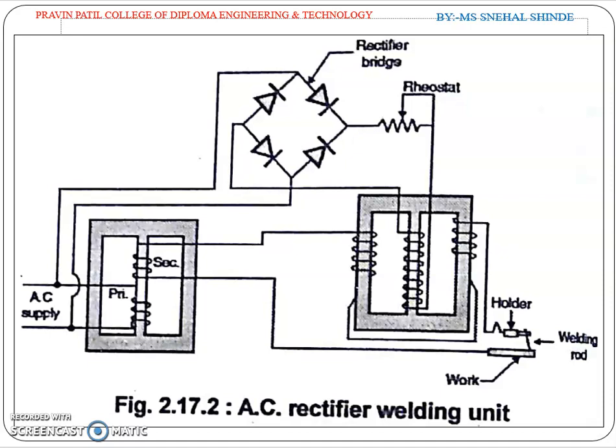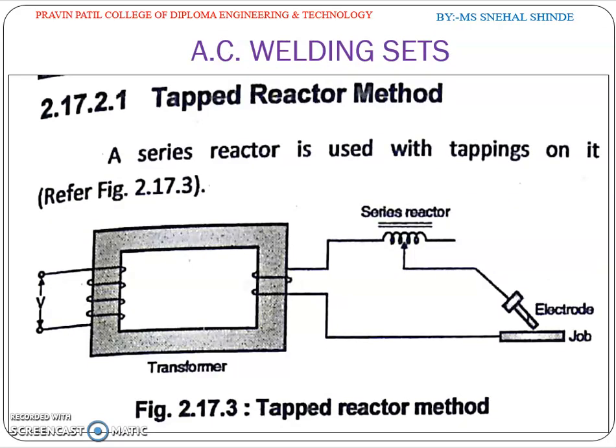Next is the AC welding set. So the welding transformer: single phase or 3-phase step down transformers are used. A transformer is designed for high leakage reactance. The secondary voltage on open circuit is about 80 to 100 volt.